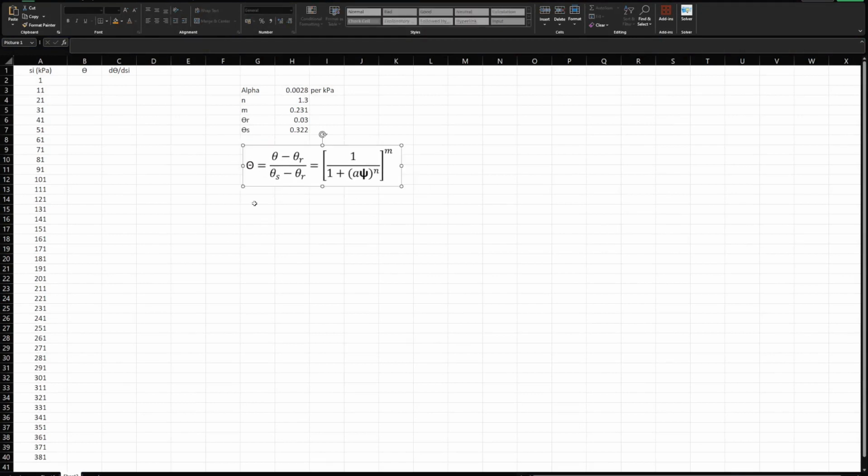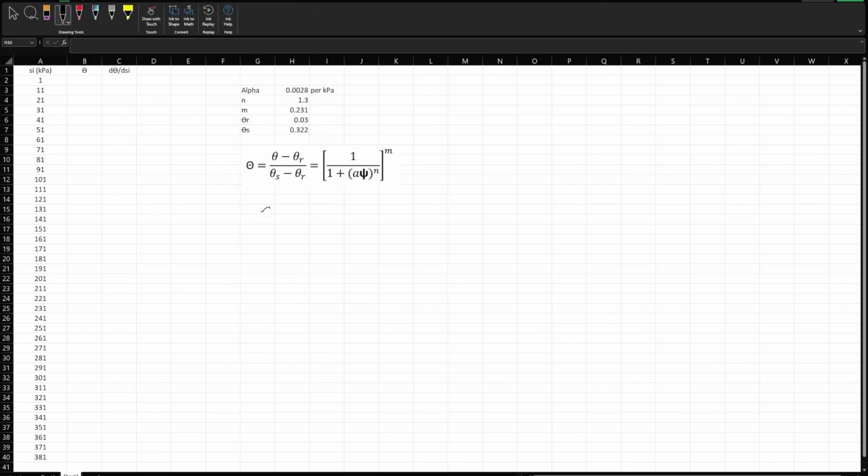Right. So in this formula, this is not the big theta but the small theta, that is the volumetric water content. So if we write this formula, that will be equal to theta is equal to theta r plus theta s minus theta r, right? And then it will be multiplied with 1 upon 1 plus alpha y to the power n, the whole power m, right?